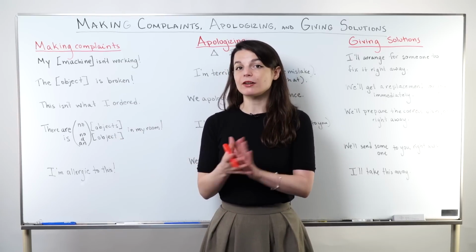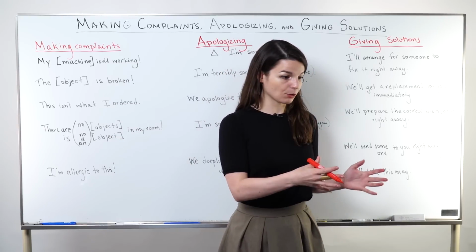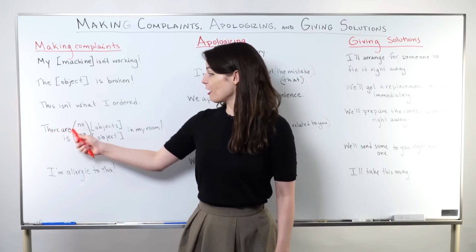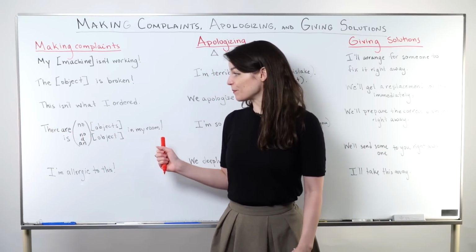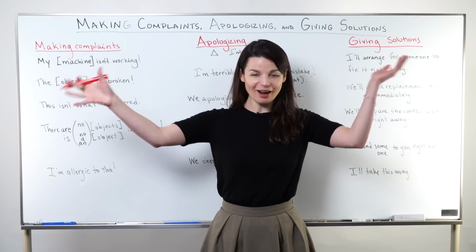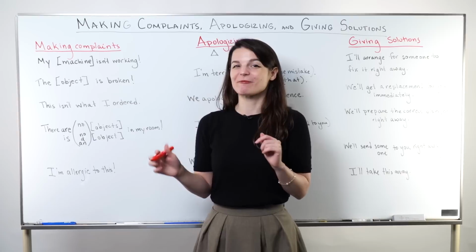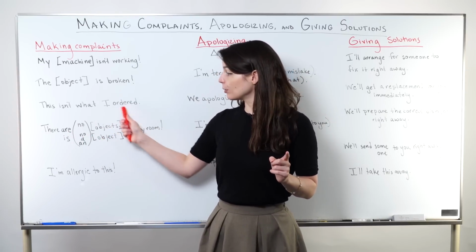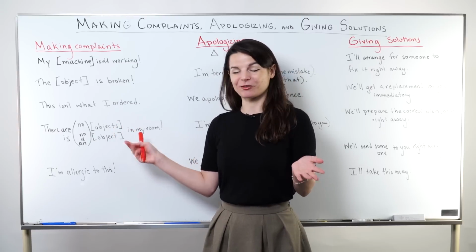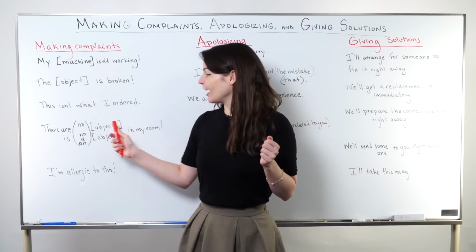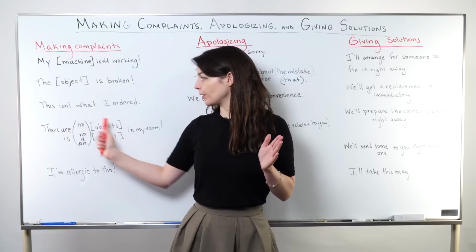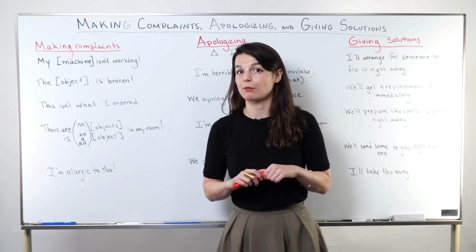Then let's compare this to something that is in the room that we do not want in the room. For example, "There are flies in my room." Maybe there are hundreds of flies or bees or something. So again, we use the plural, flies or bees or whatever kind of insect, and we use "are" to match this plural item. "There are flies in my room," or "There are bees in my room."